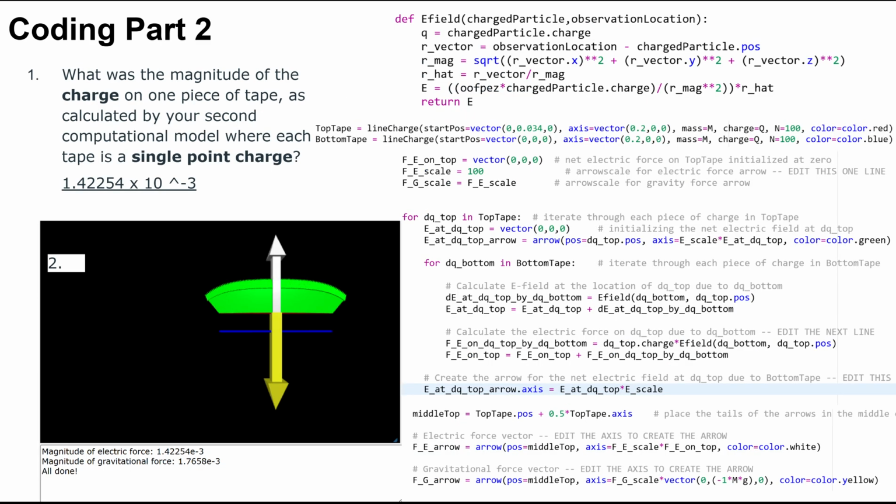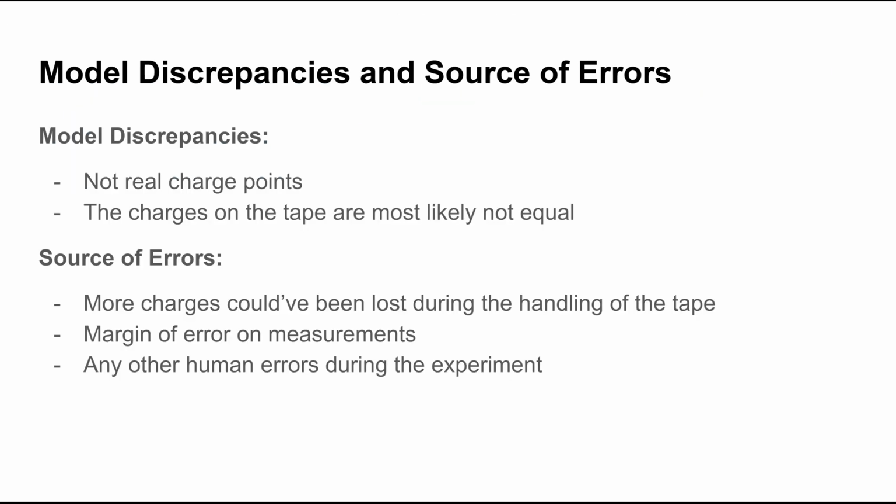And regarding coding part 2, using the function and the electric field formula, we were able to calculate the electric field for the charged particle. To adjust the position of the top tape, we replaced the y value with our distance value, which is 0.034, and using the code on the bottom, we were able to calculate the magnitude of electric force and the magnitude of gravitational force. And to answer the question for coding part 2, our answer is 1.42254 times 10 to the negative 3.